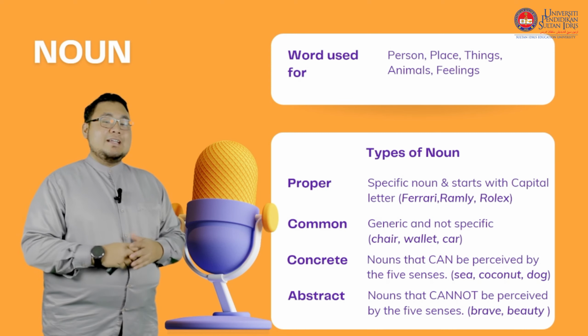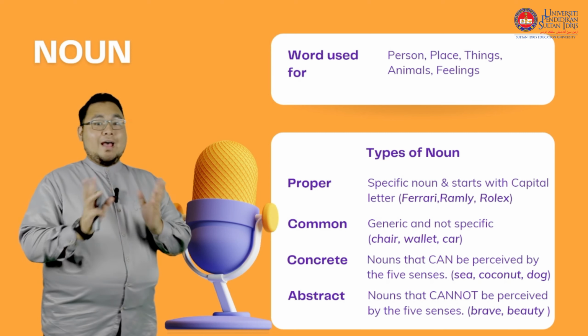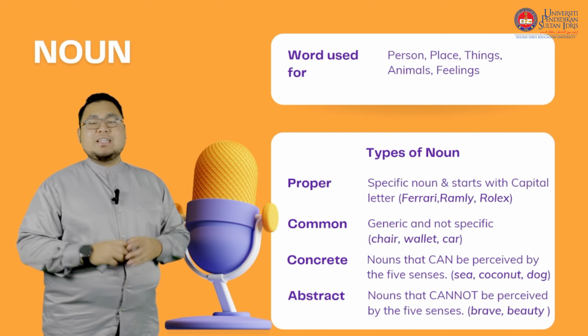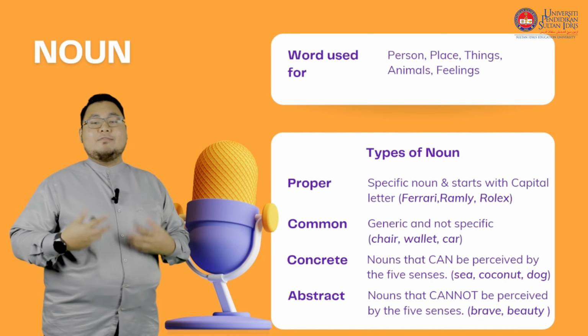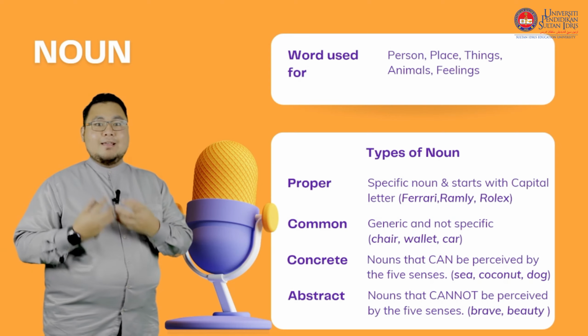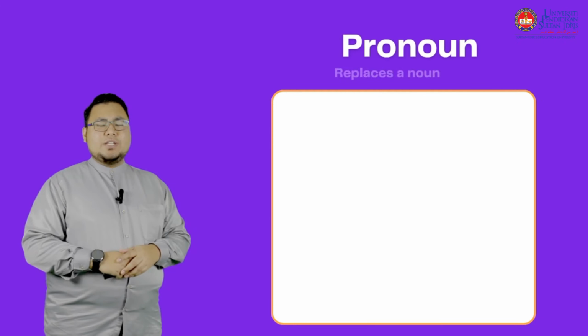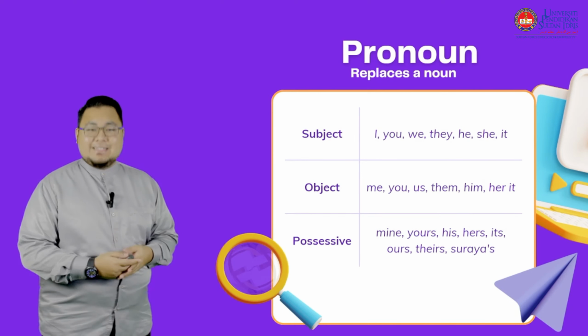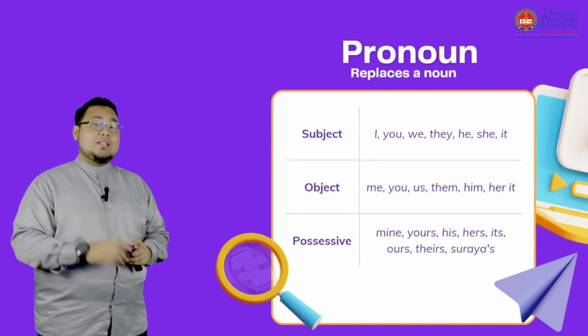Alright, next one is what we call abstract noun. Abstract noun, on the other hand, is something that you cannot detect with your 5 senses. For example, the words brave, beauty, love. Moving on to the next one, if we have noun, we also have pronoun. We use pronoun to replace noun. There are 3 situations where you can use a pronoun.